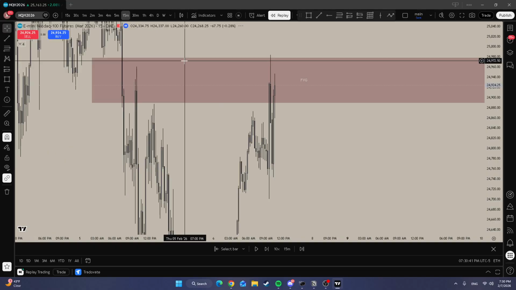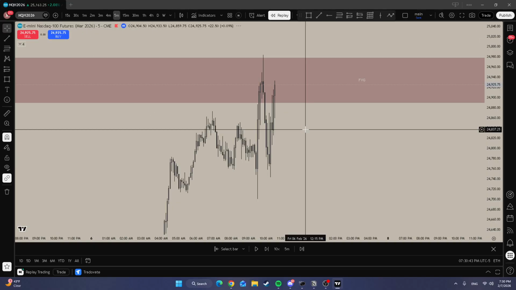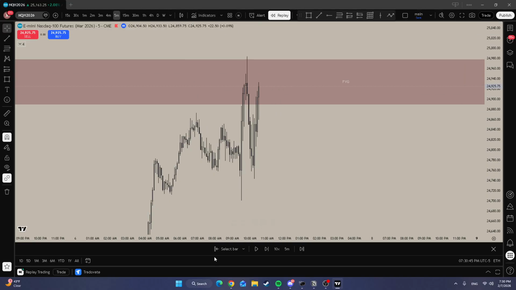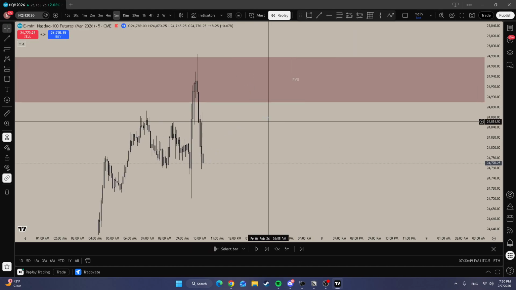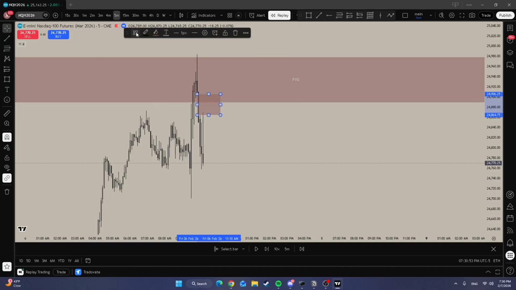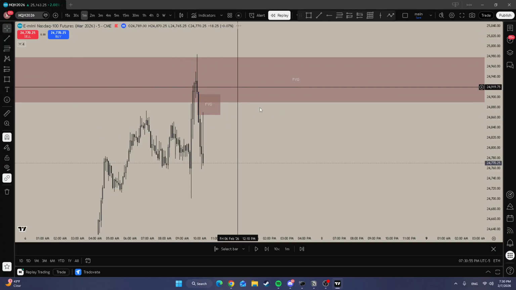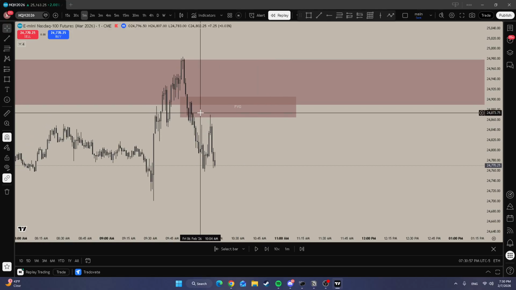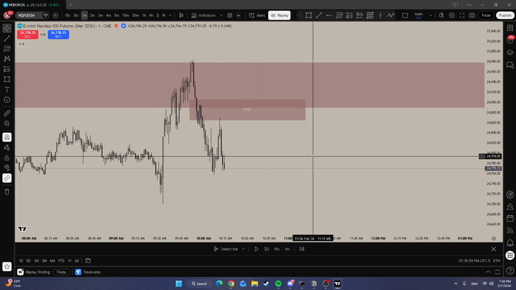And what do? We open up a 5-minute gap right here. So let's start with the first one, right? So right here, we trade lower, and then right here, we open up this 5-minute gap. And then what do I want to see from there? I want to see us respect it and trade lower.